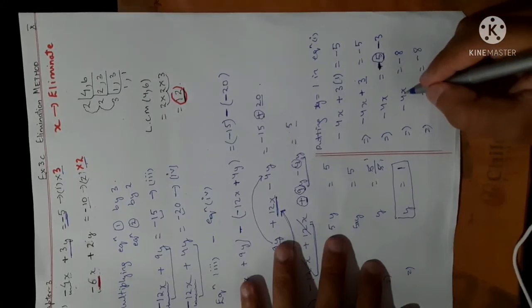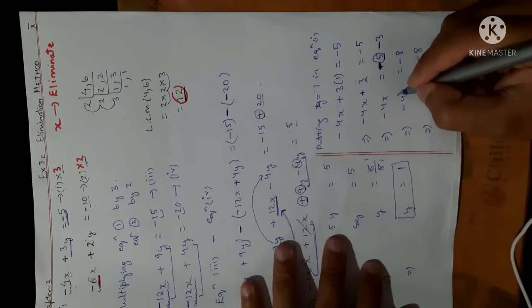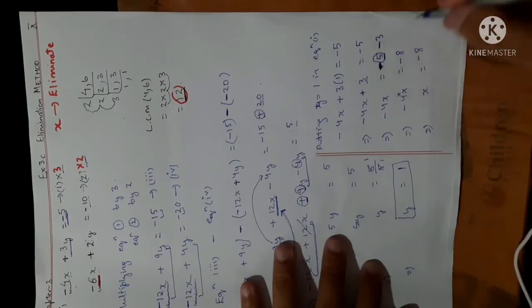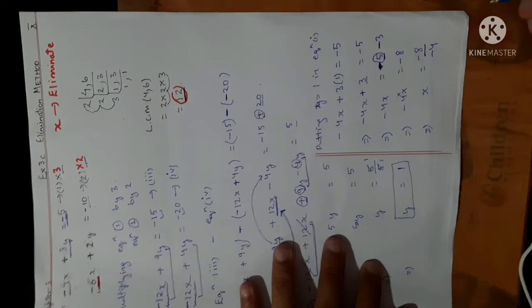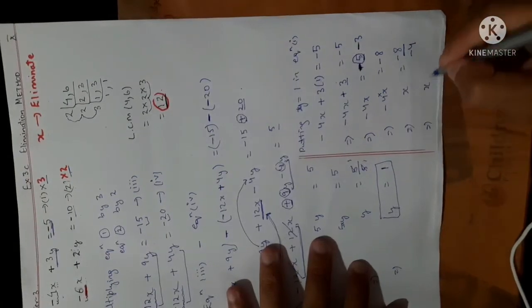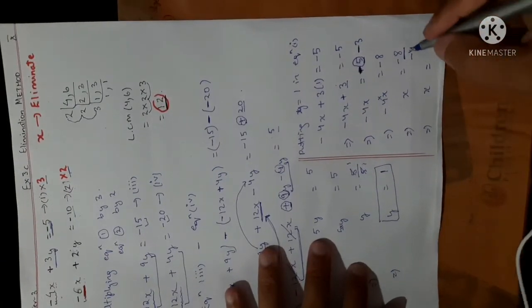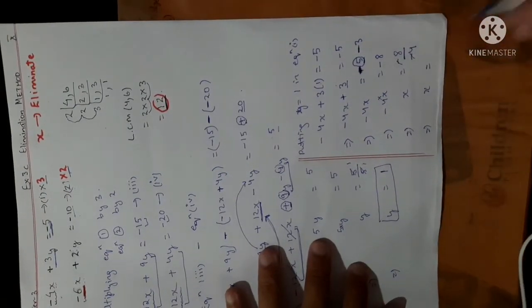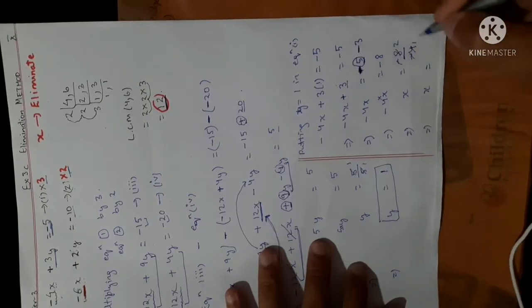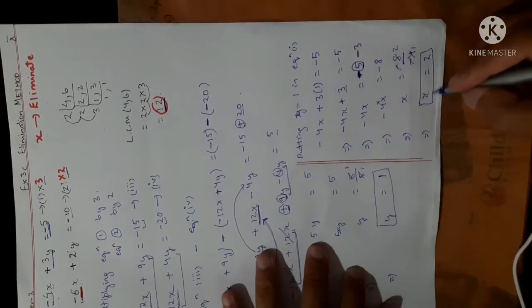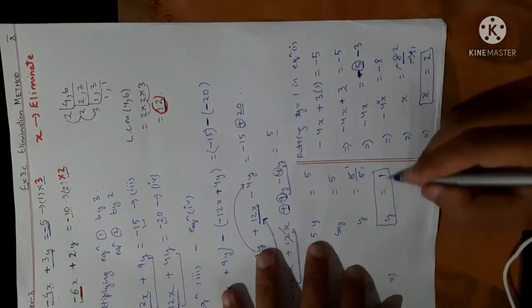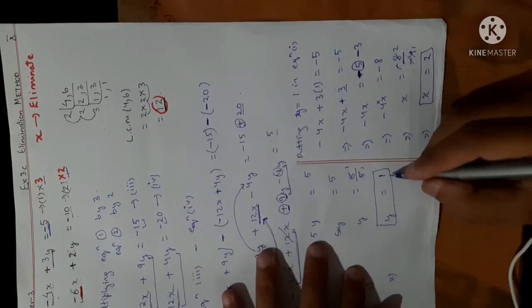Now remember, this is minus 4x, means minus 4 multiply x. So when we carry the minus 4 to the other side, it becomes a divide. Implies x equal, minus minus gets cancelled. 4 1s are 4, 4 2s are 8. So x equal 2. So now we have got the value of x and the value of y. X equal 2 and y equal 1.